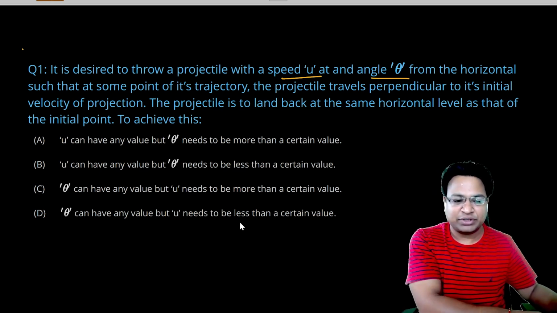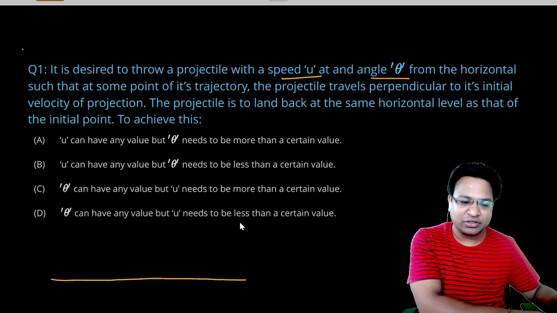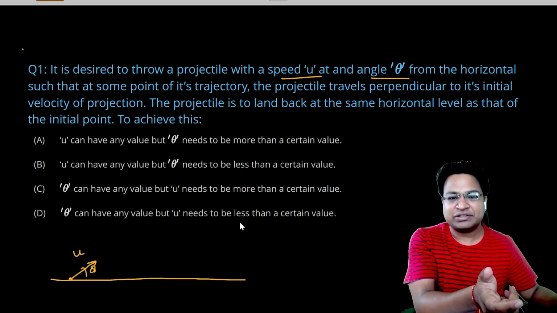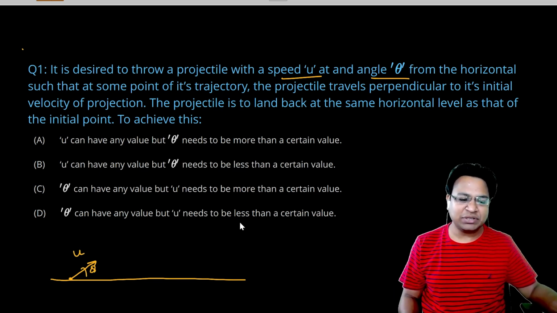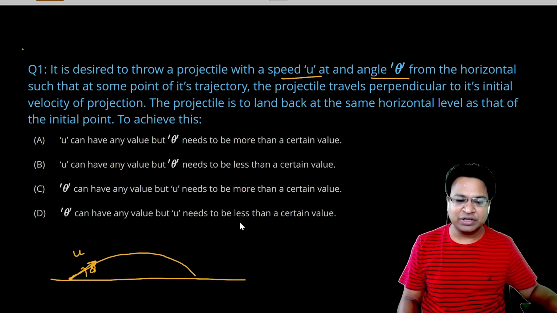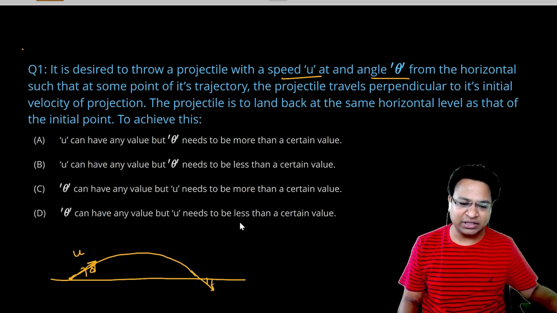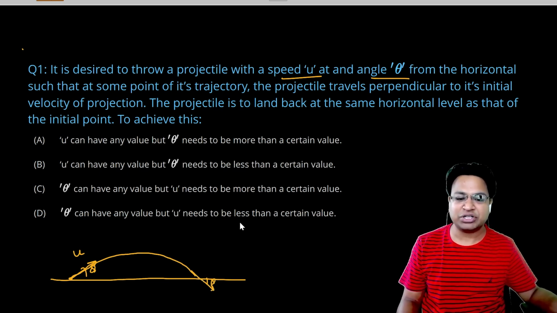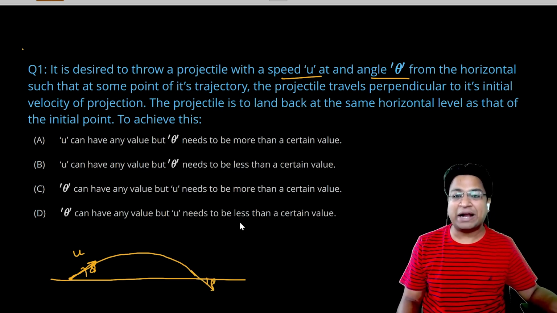So let's understand what the question is saying. Let's say this is the horizontal ground, and we have projected something from here with a speed u at an angle theta. Then what kind of trajectory does it follow? Let's focus on that. It travels like this and then it hits the ground. And you might be aware that when it hits the ground, it makes an angle theta with the ground. All right. So whatever was the angle of projection, it strikes the ground at the same angle in the downward direction.